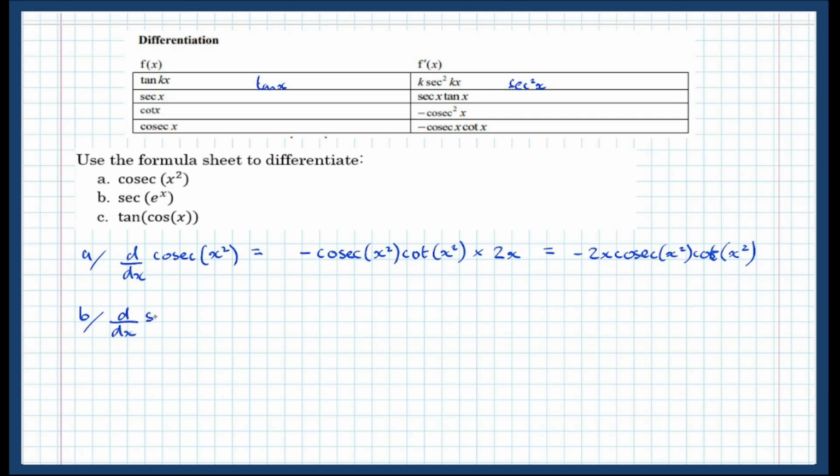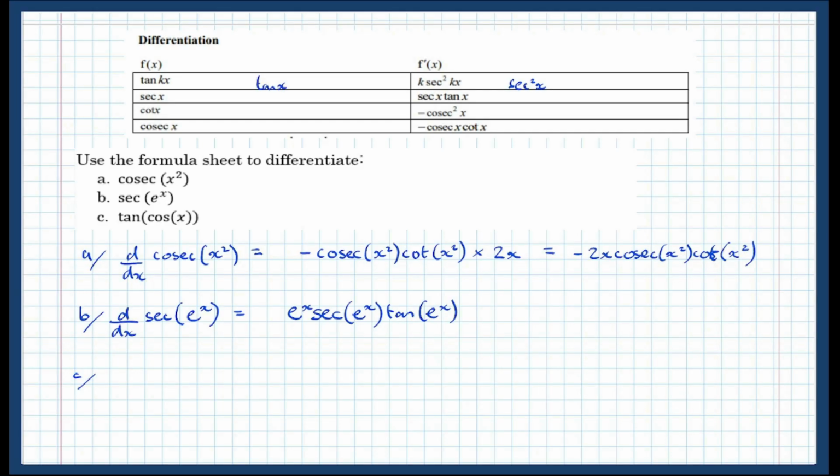Again, you might want to pause, have a go at it yourself. So if we then differentiate sec, we get sec tan. So that becomes sec of e to the x, tan of e to the x, multiply by the differential of what's in the bracket, multiply by e to the x to give that. So it speeds up massively the whole process when you use the formula sheet.